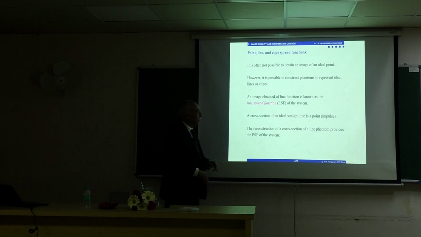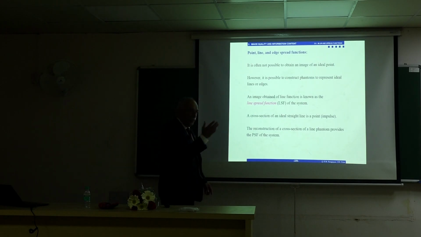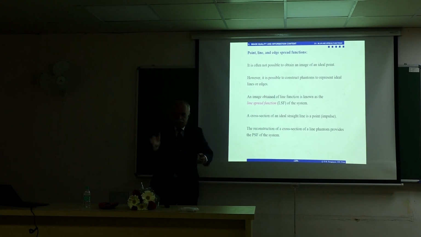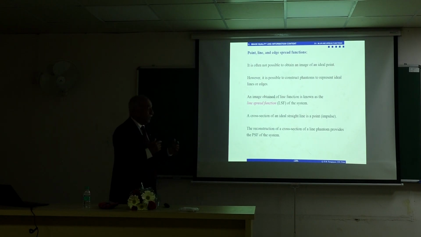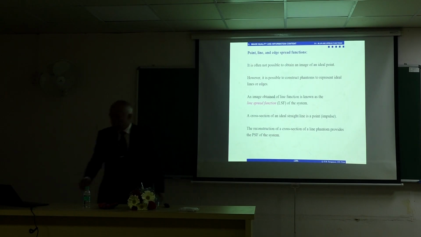The reconstruction of a cross-section of a line phantom using projections, treating each one as a projection, and going through a reconstruction from projections, CT kind of algorithm, you can get the point spread function. But if the imaging system is isotropic, it behaves the same at all angles, and the line source is very thin, then you can assume all of those projections will be the same, and you can reconstruct an isotropic point spread function using one line spread function cross-section.